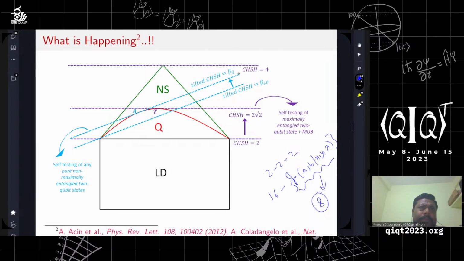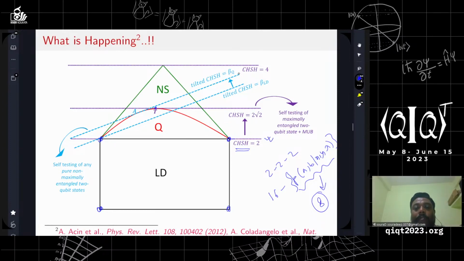Polytope means a closed, compact and convex set having a finite number of vertices. So these points are called vertices, and the plane joining these vertices is called a facet. Interestingly, this CHSH expression is a facet of the local polytope. So this is where the CHSH value is 2, and when it becomes 2√2, it actually creates a tangent to the quantum probability distribution.